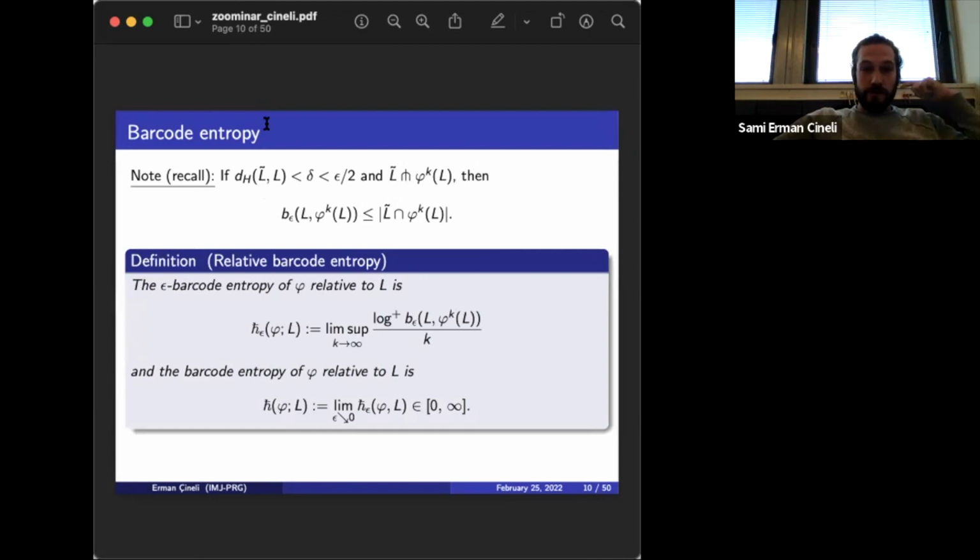Now we have two versions of barcode entropy. First, the relative one. Barcode entropy of phi relative to a Lagrangian L is the following. We first fix epsilon, then look at the exponential growth of b_epsilon as k goes to infinity, and then send epsilon to 0. So this number here, h_epsilon, increases as epsilon goes to 0. So the limit exists, but it can be a priori infinite. We will see that this is actually finite in a second.